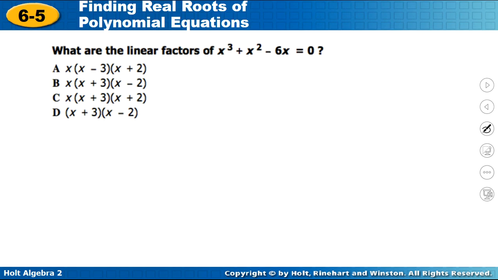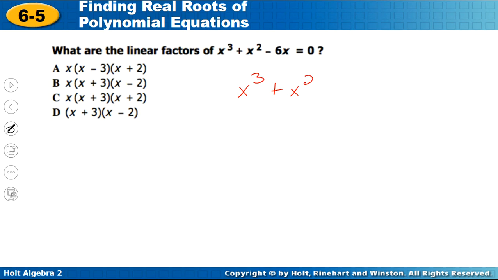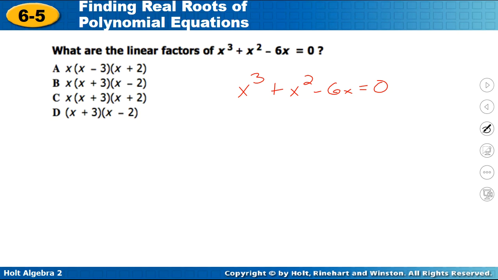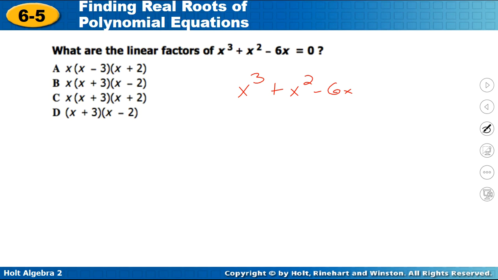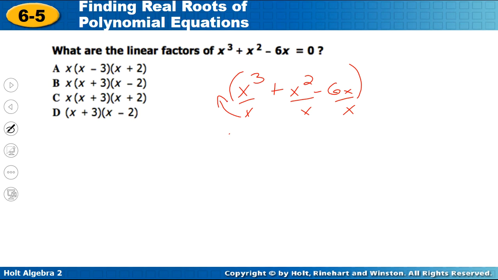What are the linear factors of this one? So, same as before, just factoring. It's all just a bunch of factoring. Alright, so I've got 3 terms. Again, I'm going to ignore my equal 0, just kind of distracting at this point. But these 3 terms, I always should check for a GCF. There is one. All 3 of these have an x. So I'm going to go ahead and factor an x out. So that x will come out, leaving me with x squared plus x minus 6.